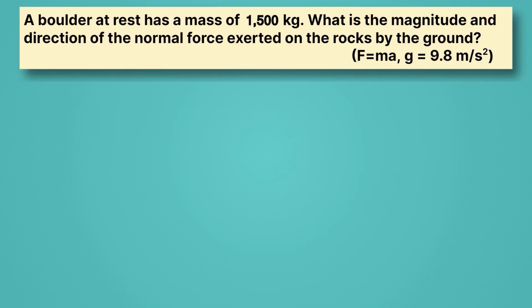This problem tells us that a boulder at rest has a mass of 1,500 kilograms. What is the magnitude and direction of the normal force exerted on the rock by the ground? Okay, in this case, we're also given the force is equal to mass times acceleration. That, remember, is Newton's second law. And we're told that gravity is equal to 9.8 meters per second squared.